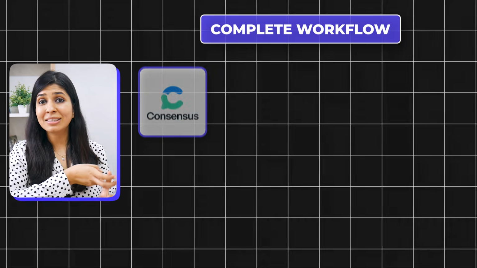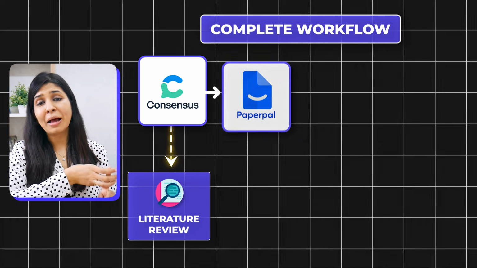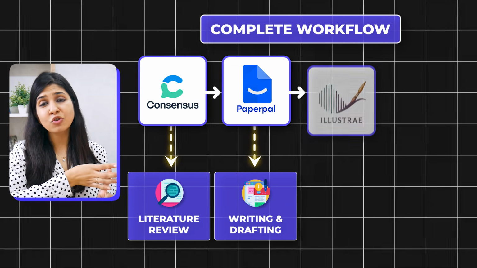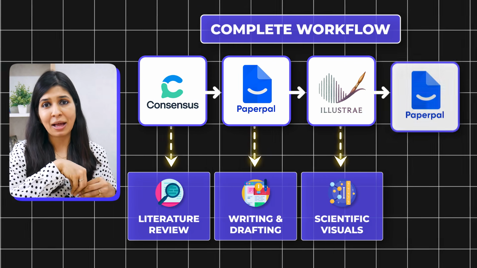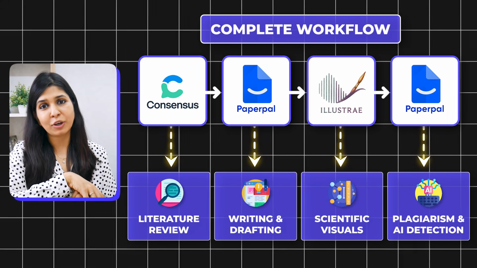So now to recap the complete workflow, we use consensus for literature review, Paperpal for writing and drafting, Illustrae for creating high quality scientific visuals, and then we circle back to Paperpal again for a thorough review of our document.